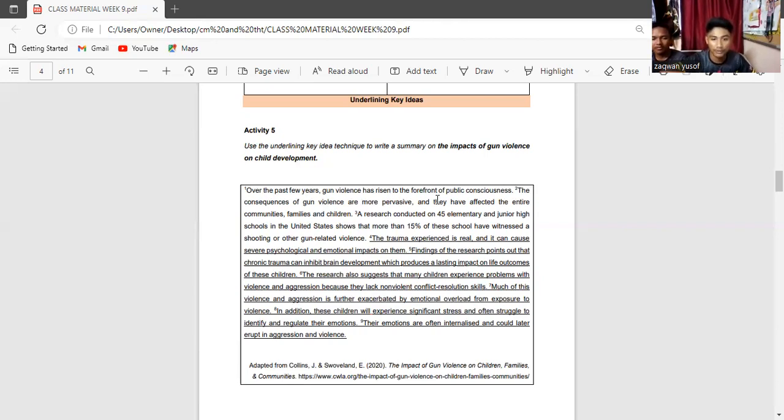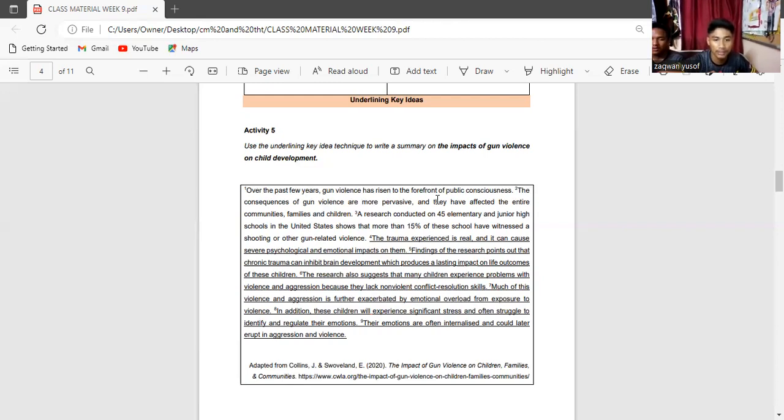This research also suggests that many children experience problems with violence and aggression because of a lack of violent conflict resolution skills. On top of this, violence and aggression is further exacerbated by emotional overload from exposure to violence.